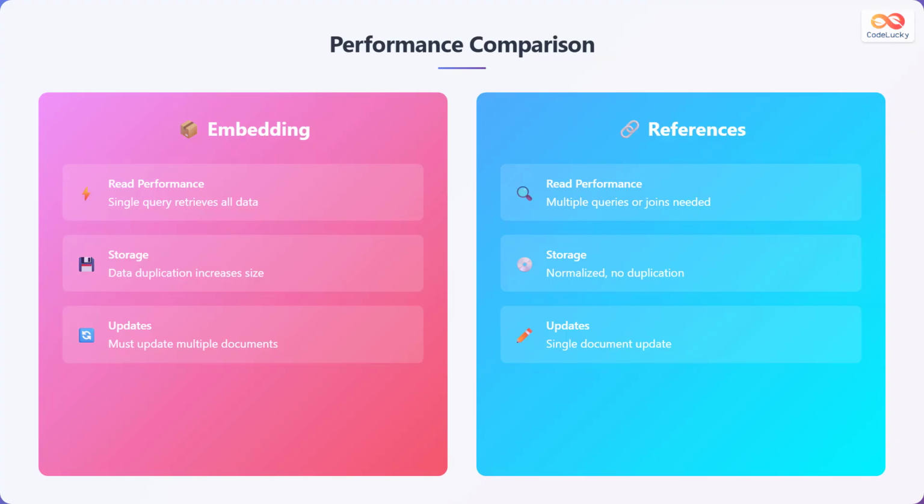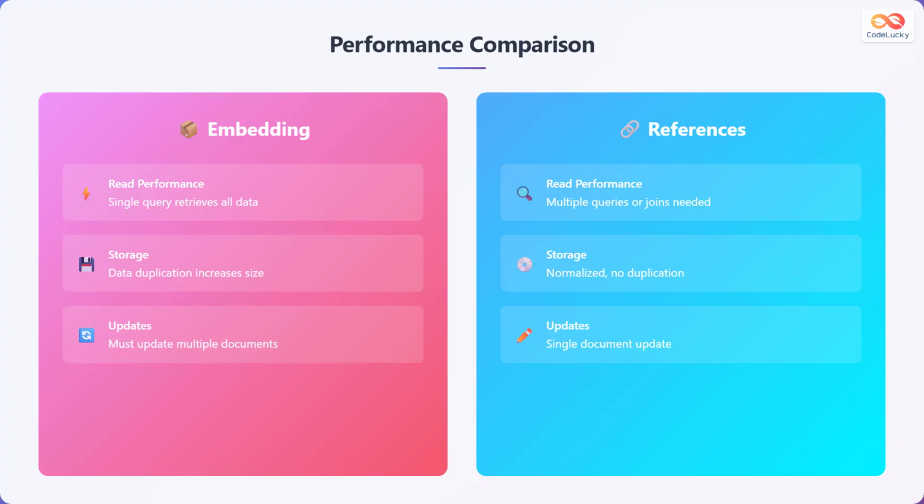Let's compare the performance of embedding versus references. When it comes to embedding, the read performance is excellent. A single query retrieves all the data, but the storage can be less efficient. Data duplication increases the overall size of the database. Updates can be more complex because they require updating multiple documents if the embedded data changes.